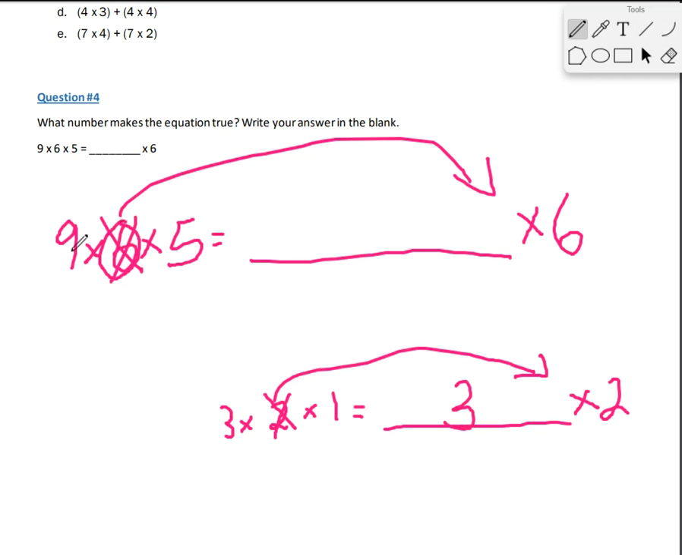Something times 6 is the same as 9 times 6 times 5. I'm not going to just write the numbers over again. I could say it's the same as 5 times 9 times 6, but that's not really what they're looking for when they give you those problems. What they want you to do is multiply 9 times 5. So 9 times 5 is 45. They're saying 45 times 6 is the same as 9 times 6 times 5.